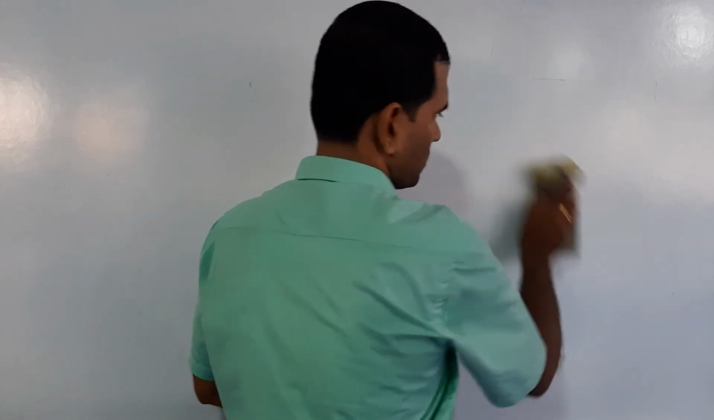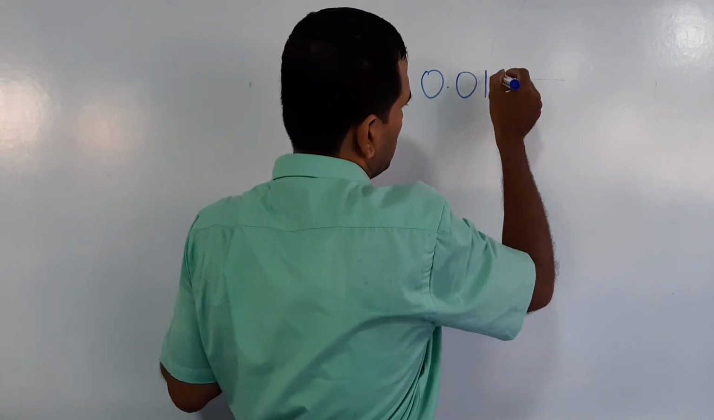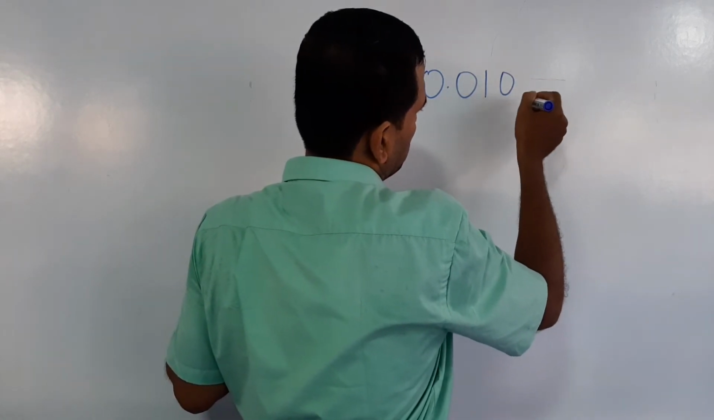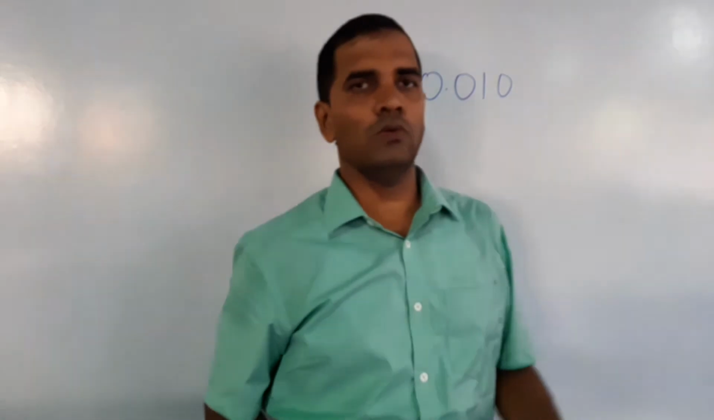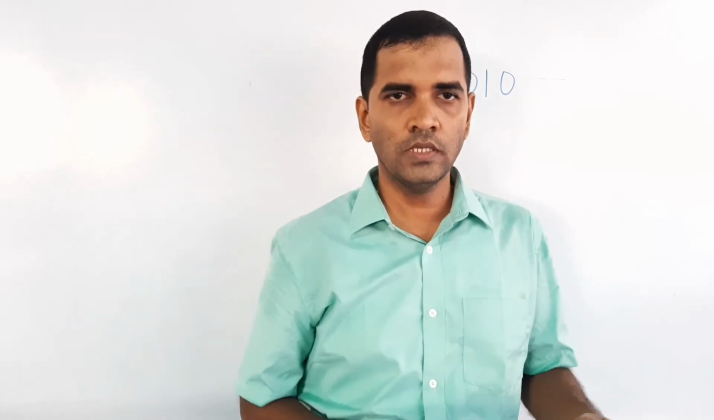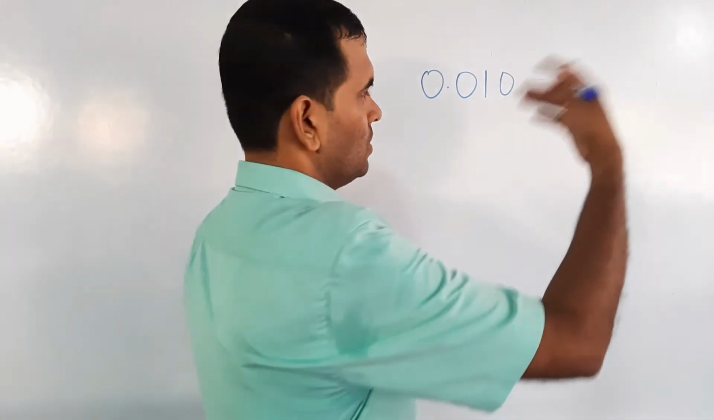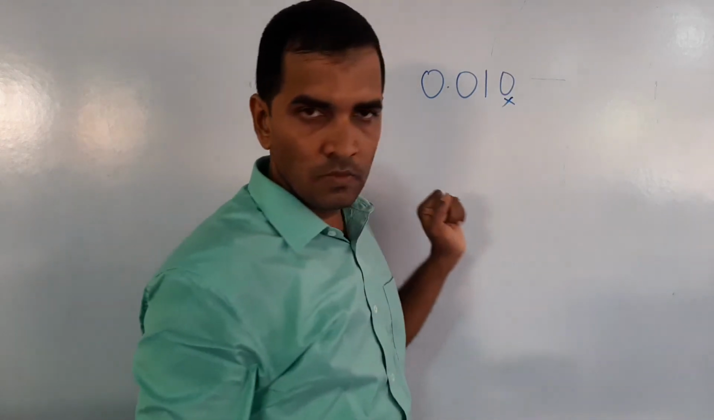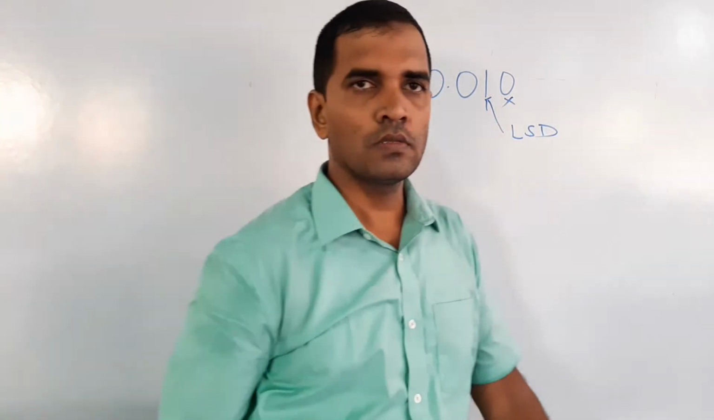Okay, right, let me take another example. So this is going to be 0.010. Okay, 10. So let's identify the LSD first. Now you have enough explanation, enough experience, so using these experiences, you can easily find it out. Tell me which is LSD. The right extreme cannot be LSD because that is 0. So what is it? It is 1. This is the least significant digit.